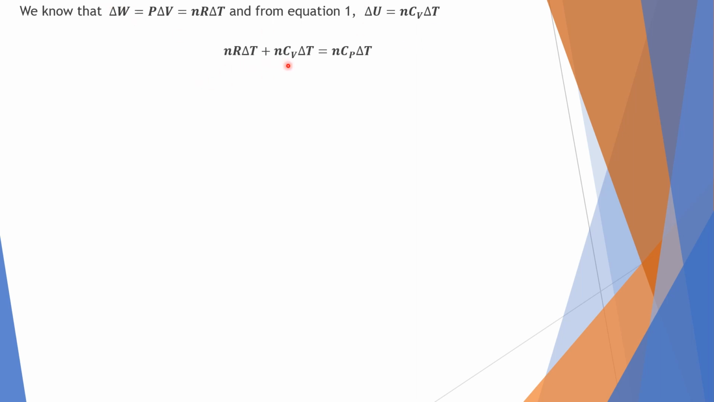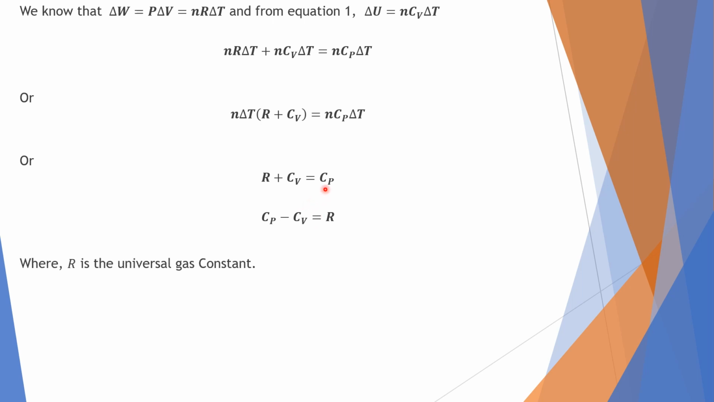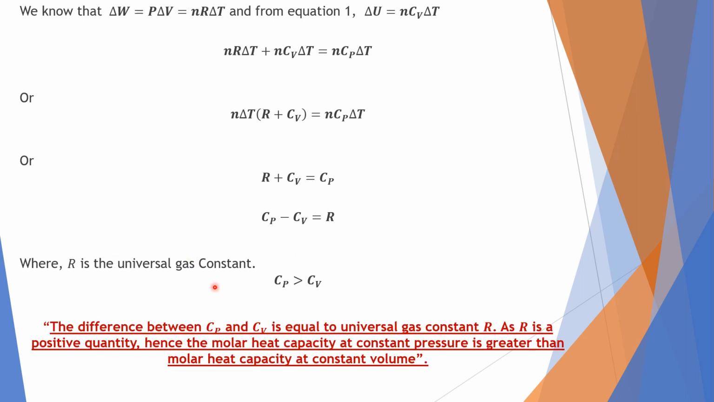nR delta T plus n Cv delta T is equal to n Cp delta T, or by taking n delta T common, we get n delta T into R plus Cv is equal to n Cp delta T. This delta T cancels and n cancels, so we get R plus Cv is equal to Cp, or we can say that Cp minus Cv is equal to R. So since Cp is equal to Cv plus R, it means that Cp is greater than Cv, where R is the universal gas constant.